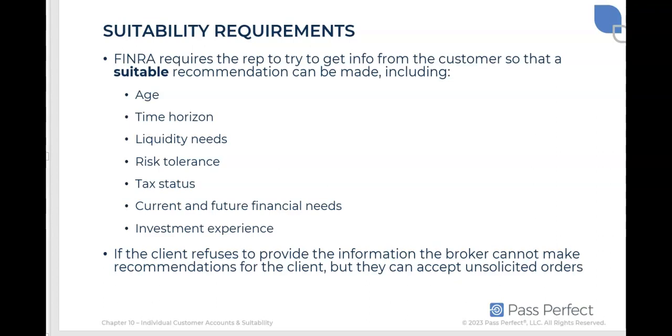They don't have to provide this information, but if they don't, we can only take unsolicited orders. By the way, sometimes a question comes up: what happens if you do know this stuff, and your customer calls and makes an unsolicited order into something you know is not suitable for them? Do you say anything? Do you say, oh no, this is not for you? What do you do? FINRA says you should have the conversation.